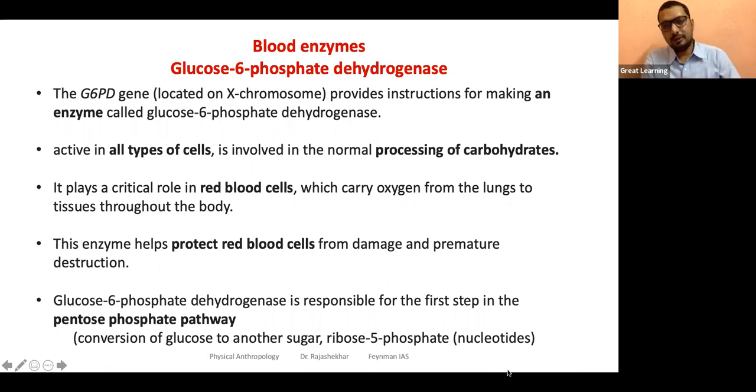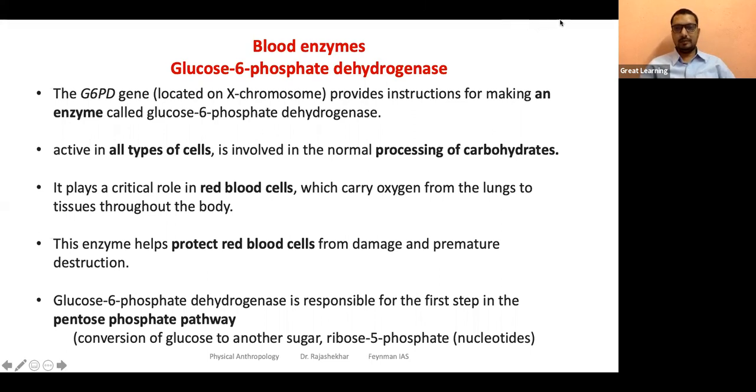Okay, I've taken an example here. So enzymes that are routinely found in the blood. The previous case of plasma can also be used as an example for that, but a specific example I wanted to take here is G6PD, or glucose 6-phosphate dehydrogenase. So glucose 6-phosphate dehydrogenase is an example of a blood enzyme.